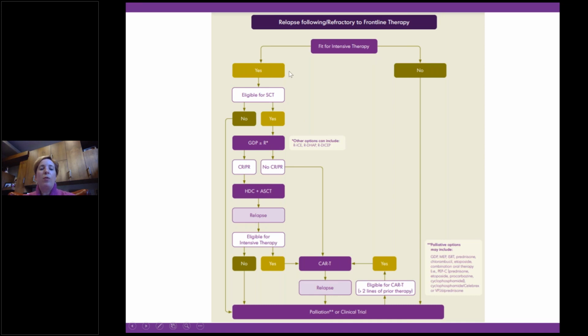For patients that are fit for intensive therapy, our goal is to see if we can get them to an autologous stem cell transplant. And so if they're eligible for an autologous stem cell transplant, we give further chemotherapy, most commonly a regimen called RGDP, and then assess response. Patients that are responding to RGDP often will move forward with autologous stem cell transplant. Now the challenge here is many patients with relapsed or refractory lymphoma will not respond to that second-line therapy and therefore not be eligible for autologous stem cell transplant. Those patients potentially could be eligible for CAR T therapy, which we'll discuss briefly. If they're not, then again, it's palliation or clinical trial.